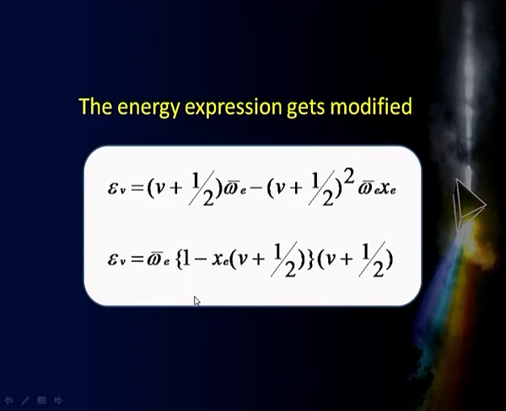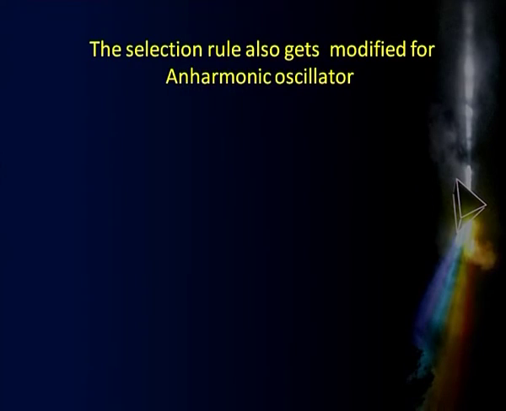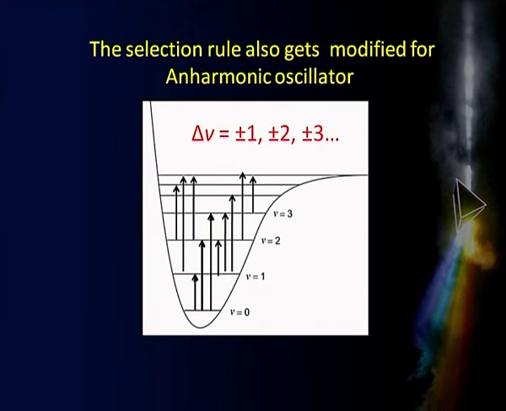That is the expression I get, in contrast to what we had in the case of our harmonic oscillator. The second thing that happens as a consequence of considering this potential is that our selection rule also gets modified. The selection rule now becomes plus minus 1, plus minus 2, plus minus 3, which in turn means that I can have a large number of transitions possible. I can have 0 to 1, 1 to 2, 2 to 3, 3 to 4, or 1 to 3, 1 to 4.